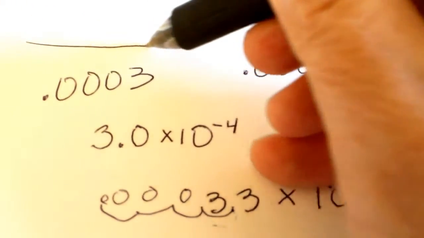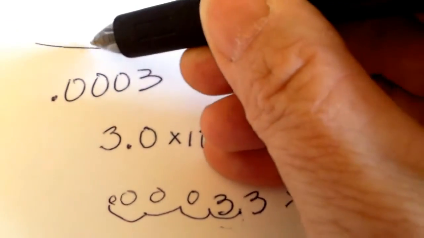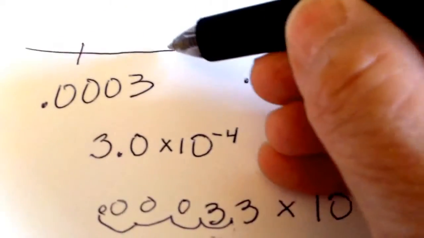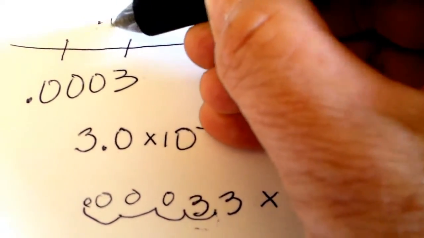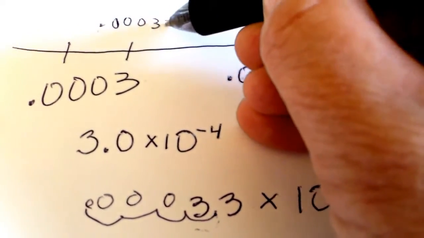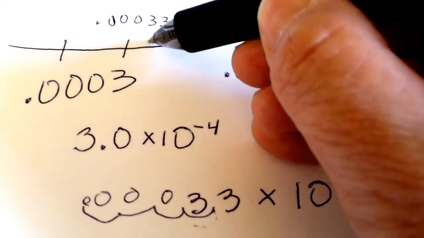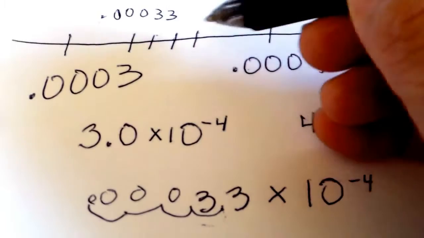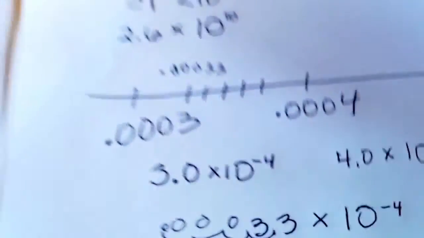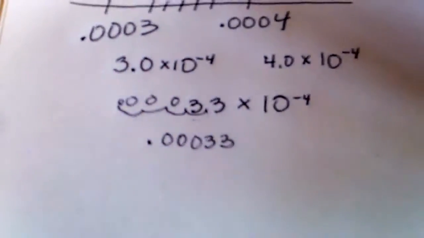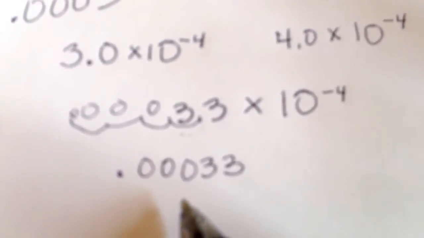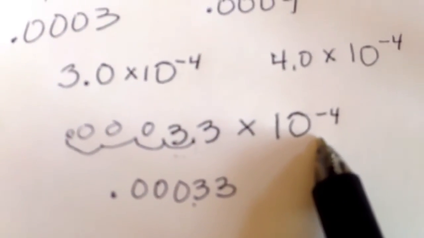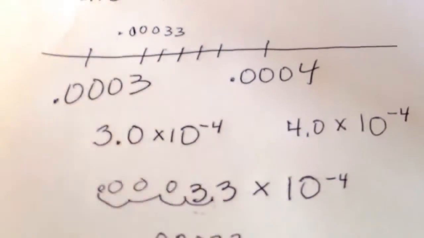If this was a number line, this number could be here, and this one could be here, and a number in between could be 0.00033, or 0.00034, or 0.00035, 0.00036, 0.00037, etc. So we wrote a number that's between this one and this one, and we already put it in standard notation. That was the way we came about this number in the first place.